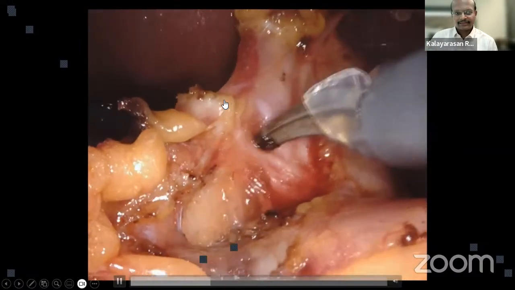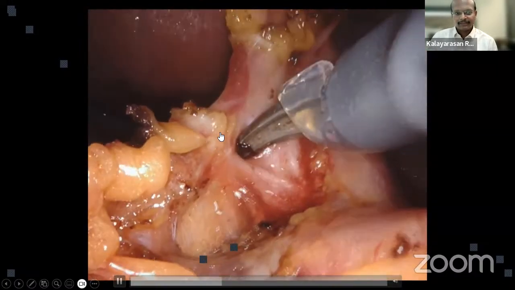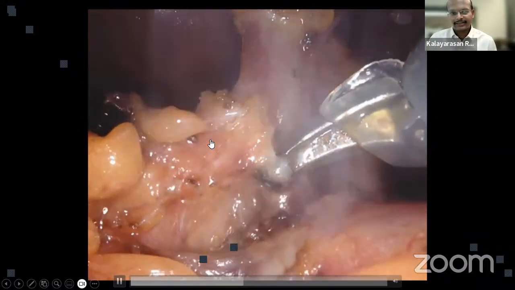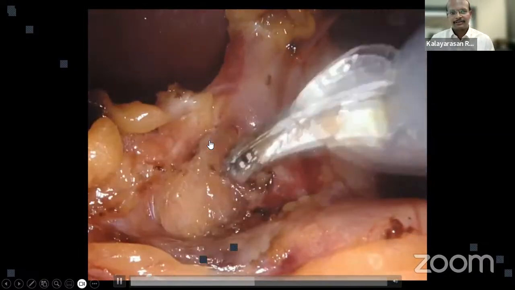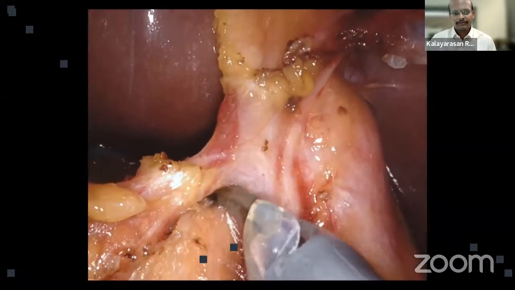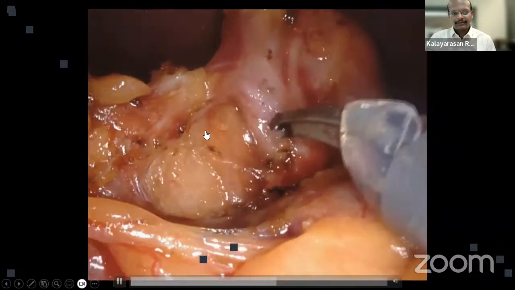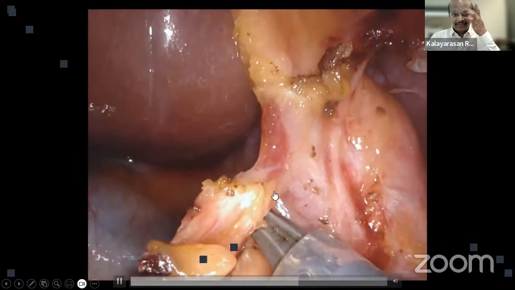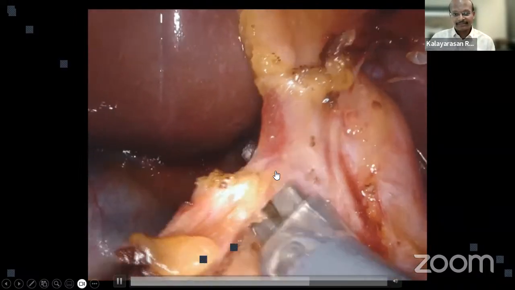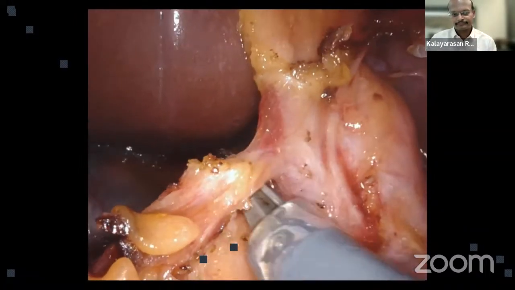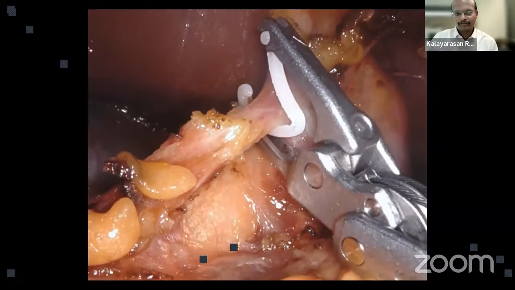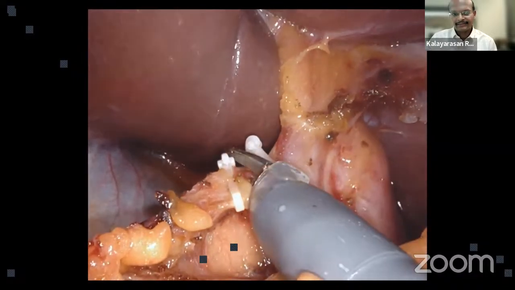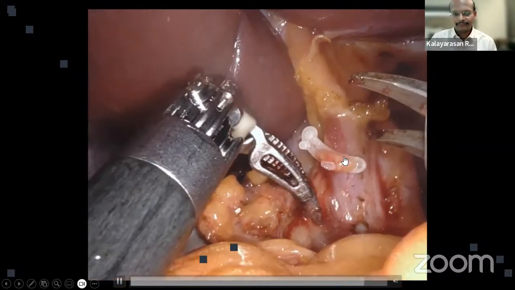And then it further drains into the portal vein. So this is now the dissection along the hepatic artery. You can see this is the hepatic artery, and this is the right gastric artery originating from the hepatic. And the right gastric artery is now being divided.